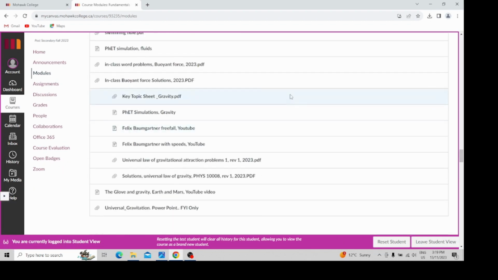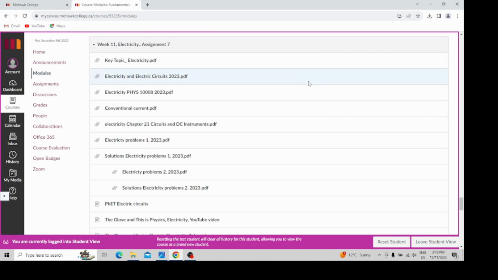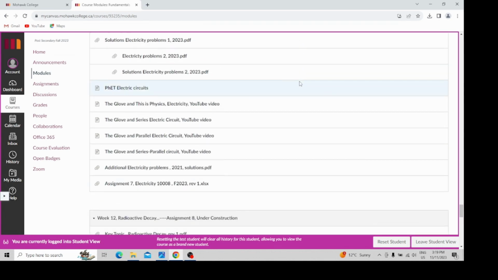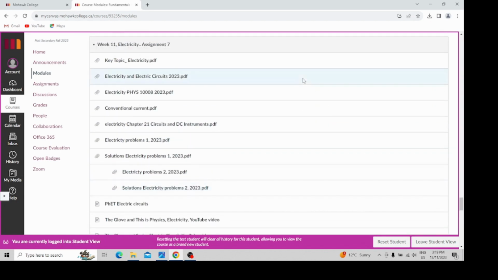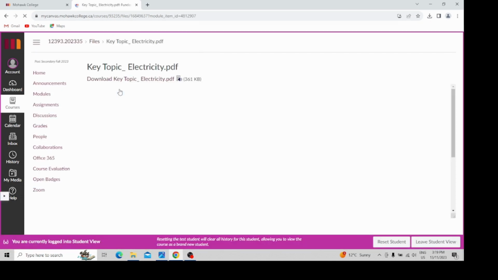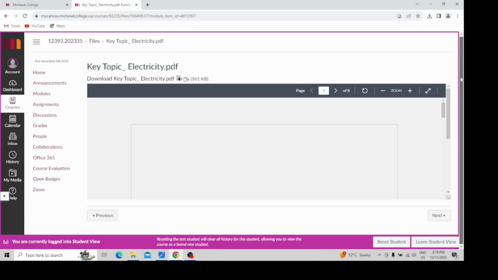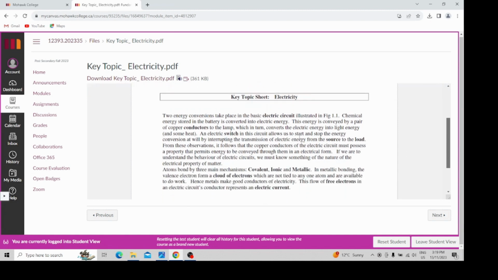Here's 11. There's lots of information here. Let's see if I can explain some of this for you. Key topic sheet. You see the ones that I write. Let's see what's important here. And I discuss covalent bonds, metallic bonds, and ionic bonds. Here they are. Just like the examples that I just showed you earlier.